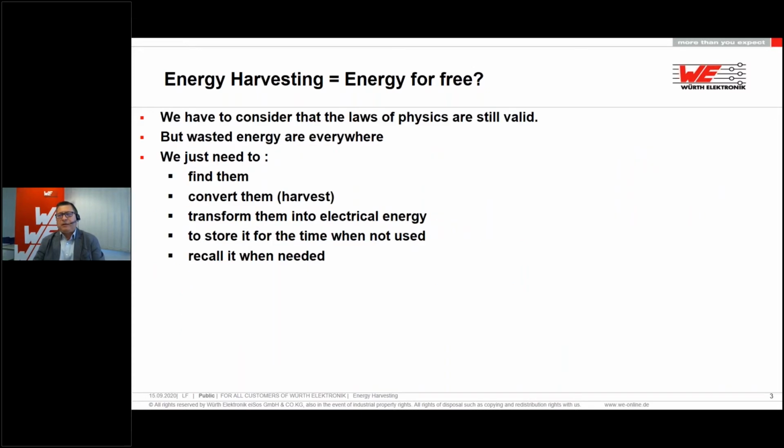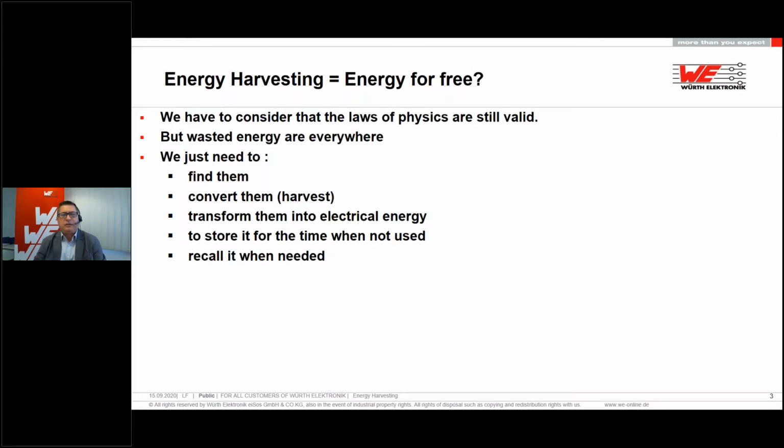If you're thinking about energy harvesting, the first idea is energy for free. Well, yes and no. It's energy for free if you have a non-electrical energy form around your device which you can catch without the importance that you will generate another energy source for the device to generate this kind of energy.